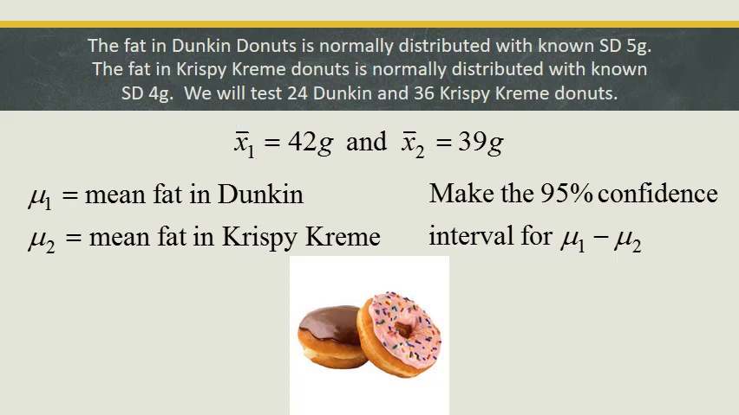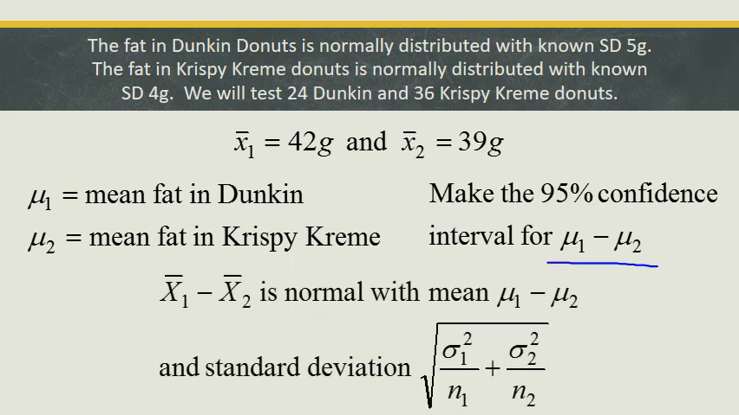Okay, our goal here is to make the 95% confidence interval for mu1 minus mu2, or the difference between the means of Dunkin' Donuts and Krispy Kreme. We're going to use the distribution of the difference of the sample means. If you go back to the CLT video, then you'll see that the difference has a normal distribution with this mean and this standard deviation.